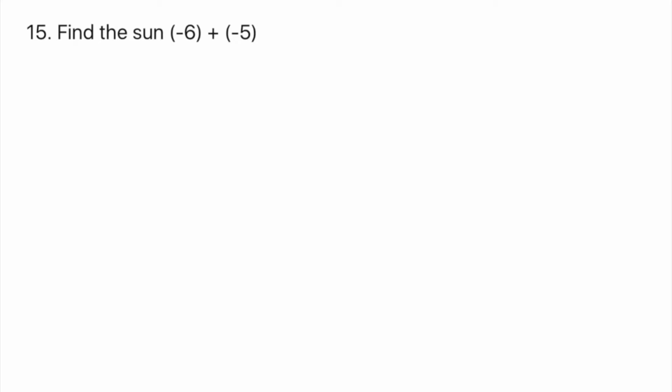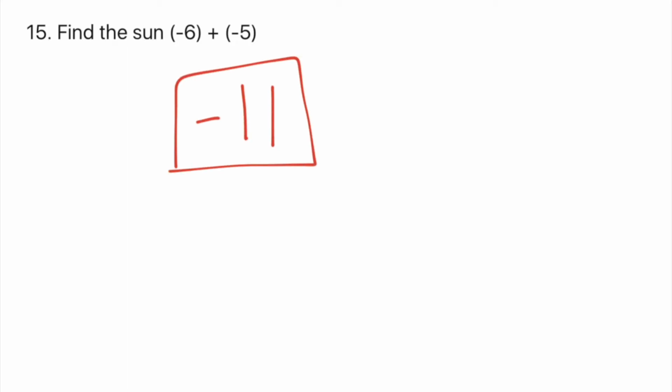Find the sum, negative 6 plus negative 5. So I have two negatives being added together. When the signs are the same, we find the sum and we keep the sign. So it's negative 11.